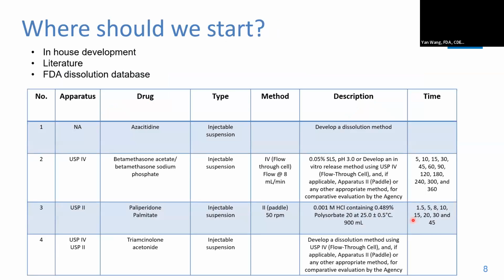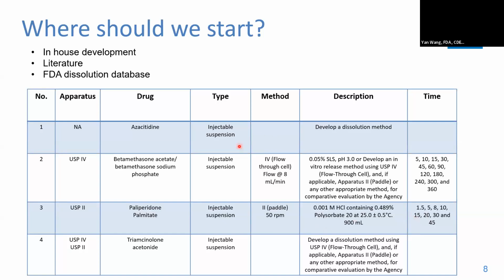So the question then is, where can we start for developing an IVRT method? If it's a brand new product, then it might start with in-house early development. If this dosage form is not new, but the drug substance is new, then you could look into maybe the literature or the FDA dissolution database. Sometimes that can also be helpful.